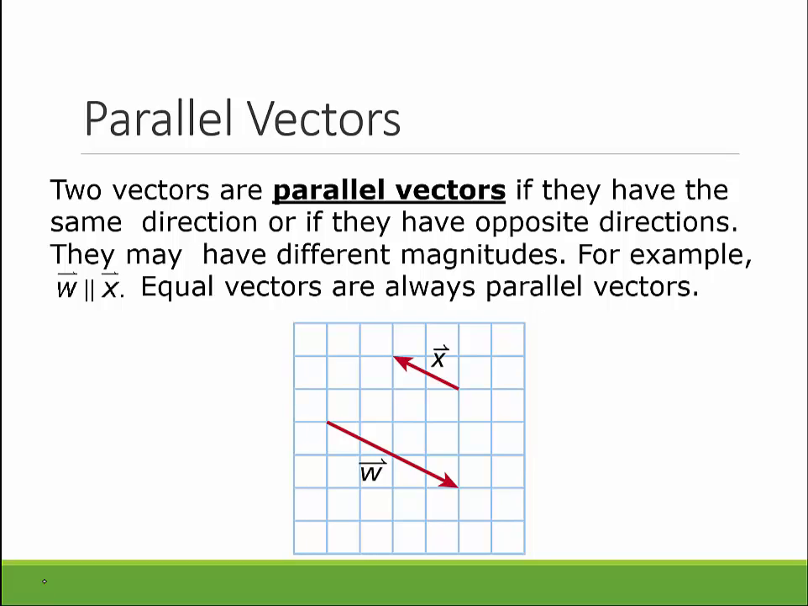Two vectors are parallel if they have the same direction or if they have opposite directions, and they may even have different magnitudes. So for example, these ones go in opposite directions. This guy's little, this guy's big, but if I was to find their slope, down 1 over 2, down 2 over 4, they simplify to the same number, -1/2. So that means that they're parallel.